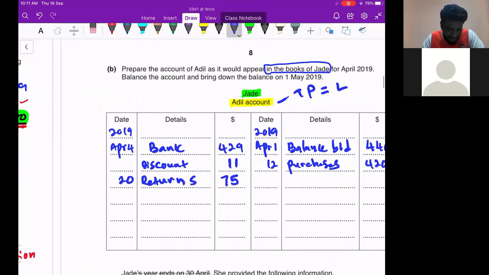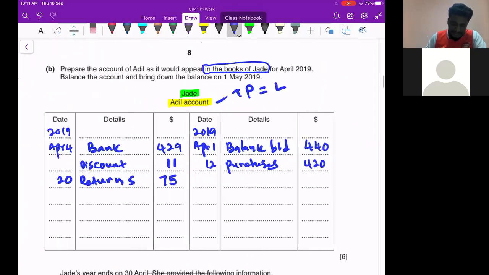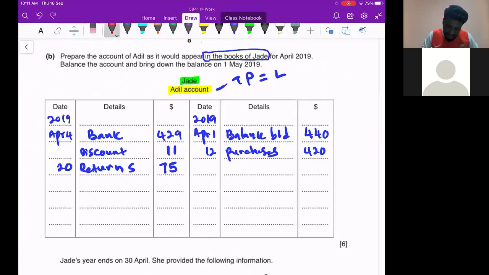Okay, I think I'm done with all the transactions. Statement of account, no need to record. That's it. I balance up this account. How to balance up this account? Leave one line, double line.